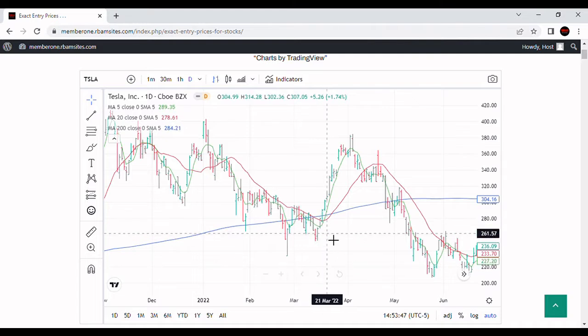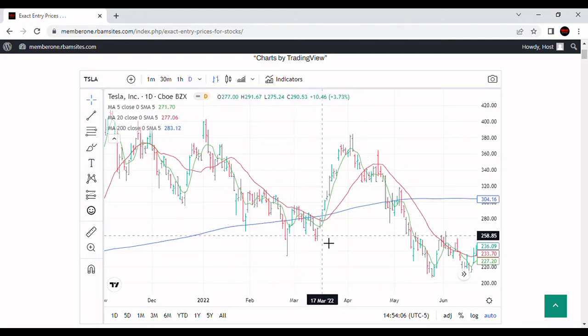People bought here. You'll notice the price on this day closed above the red and above the green. That little hash mark there, right there at roughly $290.53 on March 17, indicated to you without any doubt that the market had changed sentiment. Why?